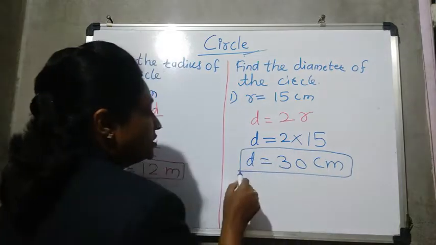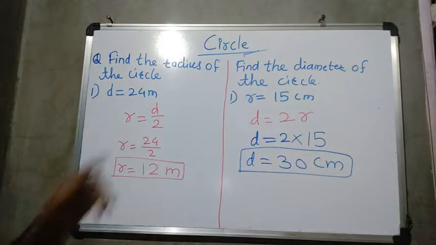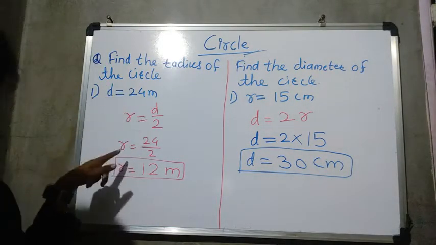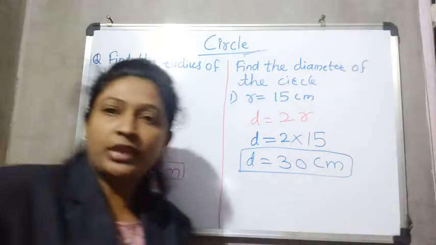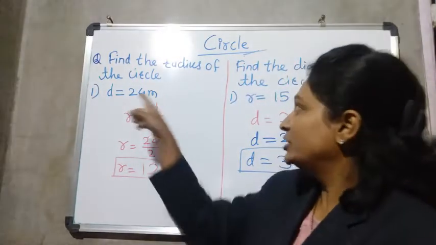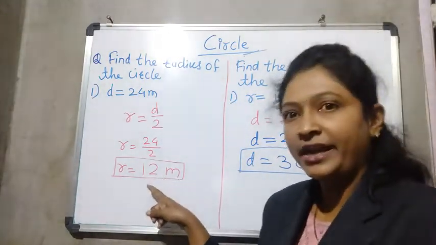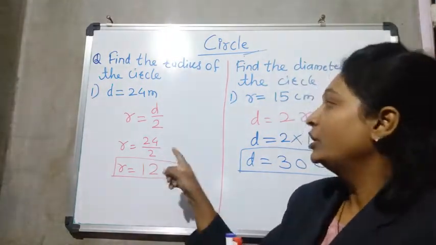See, understand students what we done here? First they given the diameter, from that we found radius. How? Radius is equal to half of diameter, because radius is half of diameter. So whatever the diameter is, its half will be your radius. Okay, when you will divide by 2, you will get radius.